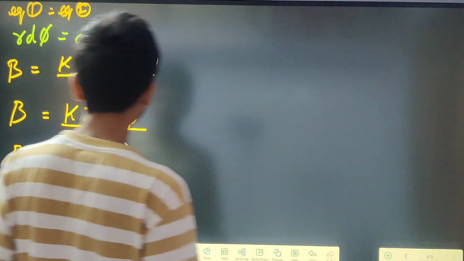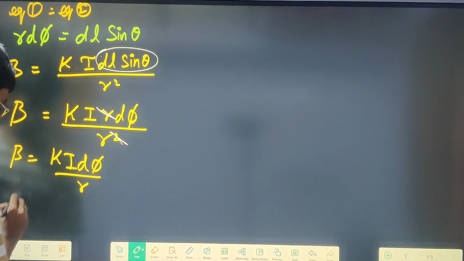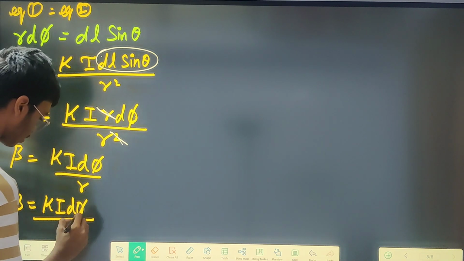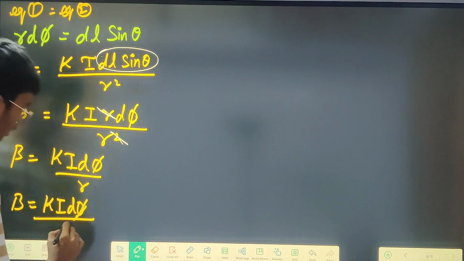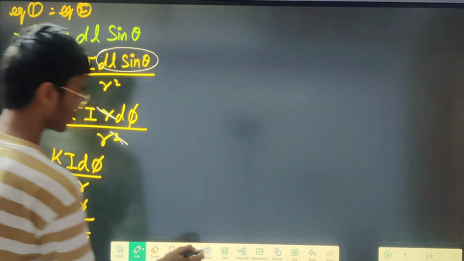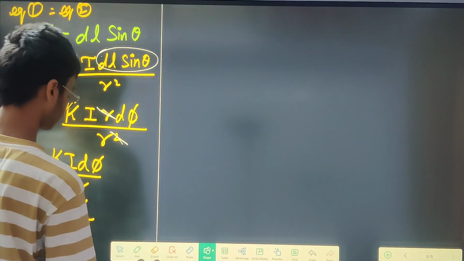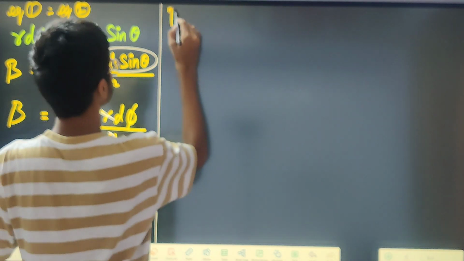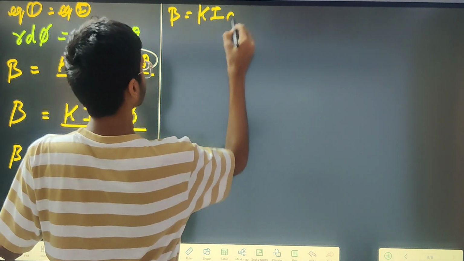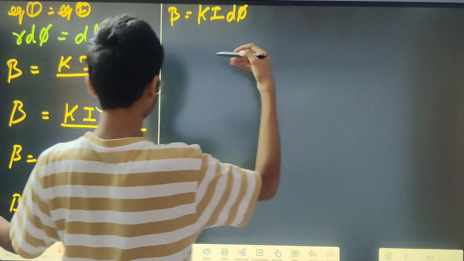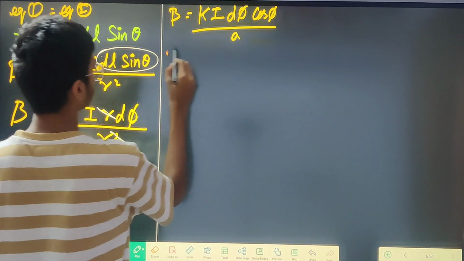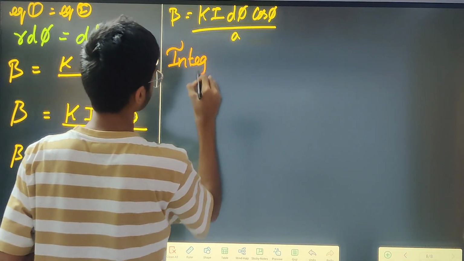So instead of R, I can write here, Ki d phi whole divided by A by cos phi. So B is equal to Ki d phi cos phi by A.